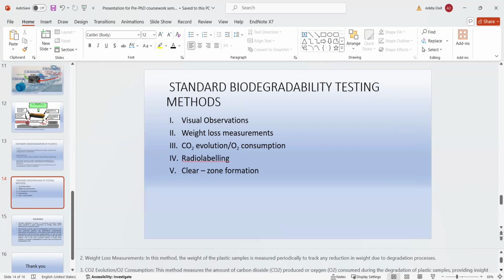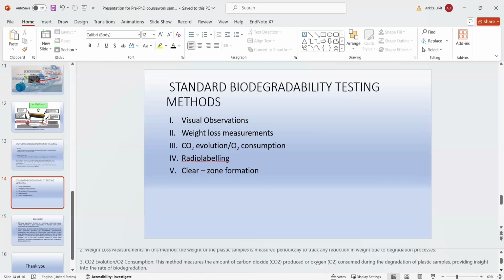Then the weight loss measurement. In this method, the weight of the plastic sample is measured periodically to track any reduction in weight due to the degradation process. So in this process, the initial weight, that is before treatment, and the weight after treatment by the bacteria or microorganism is taken, and then the comparison of the control and test sample of plastic shows the degradation of plastic by weight.